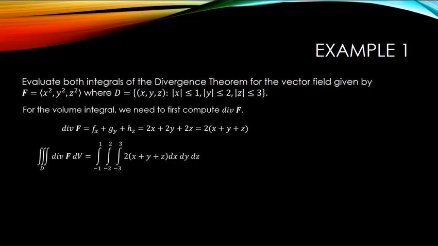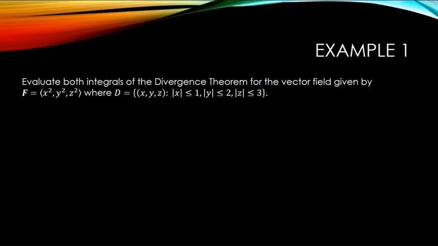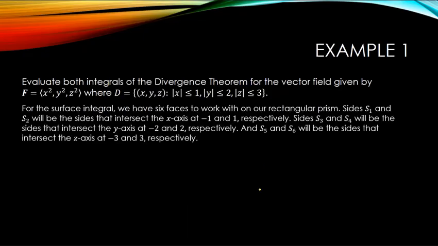I compute the innermost integral first, and I get the integral from -1 to 1 of the integral from -2 to 2 of 12 times the quantity x plus y dy dz. This becomes the integral from -1 to 1 of 48x dx, and when I finish that integration, it becomes 0, so that my divergence integral here is equal to 0. Now I need to evaluate the surface integral.